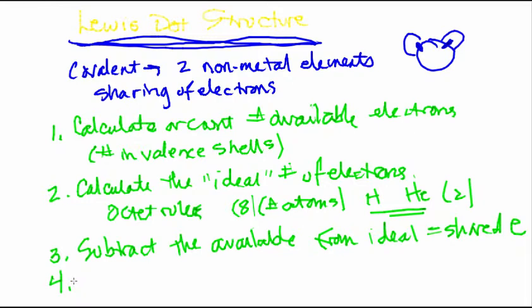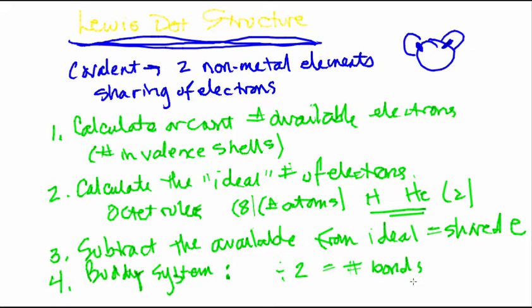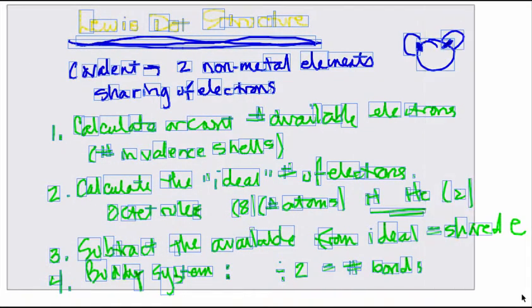Electrons, when they are shared, follow what's known as the buddy system. Remember the buddy system if you've ever had to go somewhere as a young child and you had to grab a buddy? Well, electrons do the same thing. They travel in pairs. There's a pair of electrons. So if we take the number we generated in number 3 and we divide it by 2, we'll get the number of bonds that exist between the various elements. So let's just take a look at how this looks in practice.